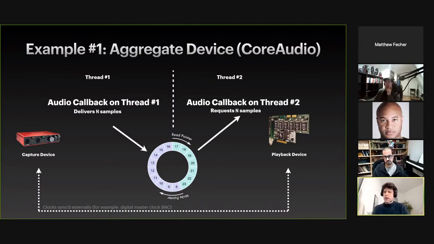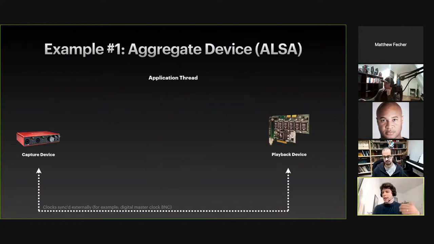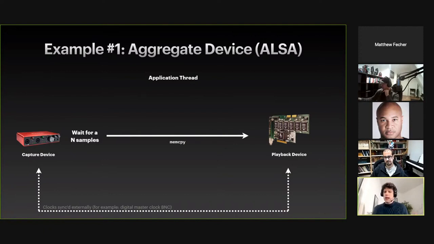But this is a bit wasteful, right? We have this buffer in between. So here you can see why this API makes sense, right? In ALSA, what do you do? Well, you just open both devices. You wait for n samples on the capture device, for example with snd_pcm_wait, and when there are n samples available, you just copy them over to the playback device. Done, right? There are no extra threads or extra buffers involved in this ALSA case.